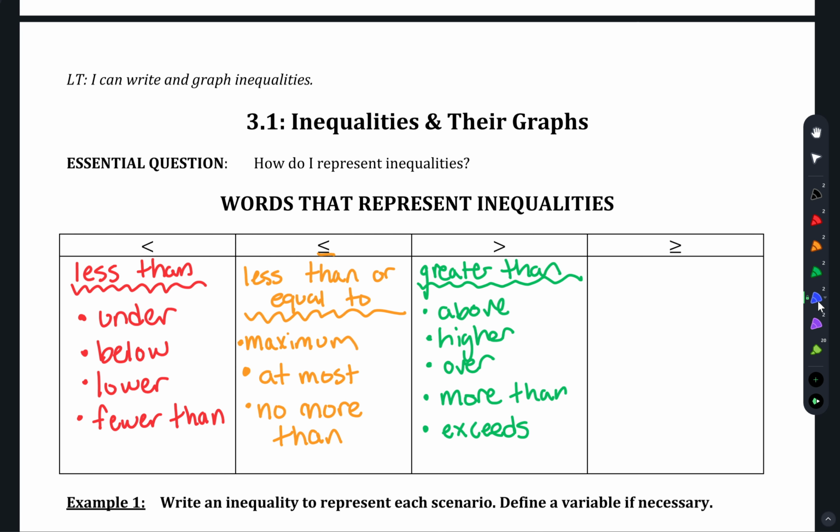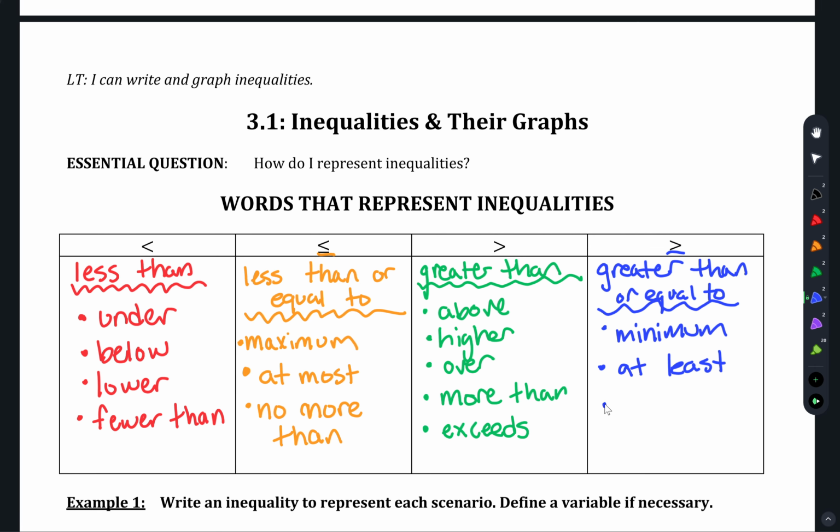Then when we add the equal sign underneath it, it becomes greater than or equal to. And words we see associated with greater than or equal to, the main one is minimum. So something is at minimum 10, it means it can be 10 or more. It's a minimum value. It is at least, no less than, or no fewer than.